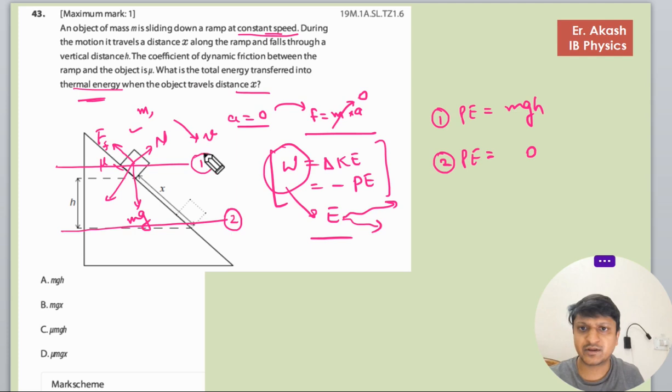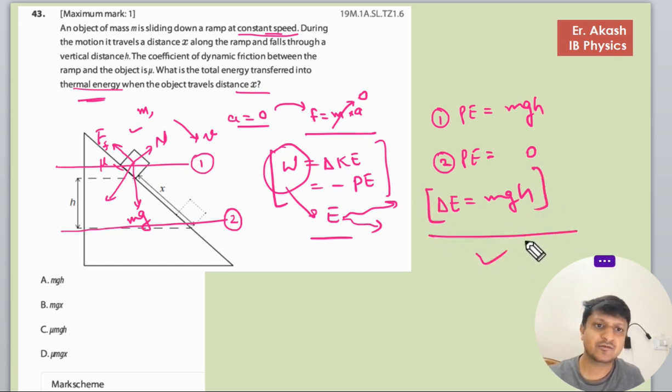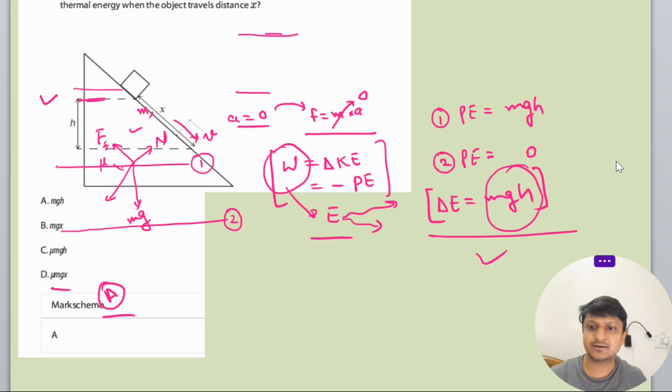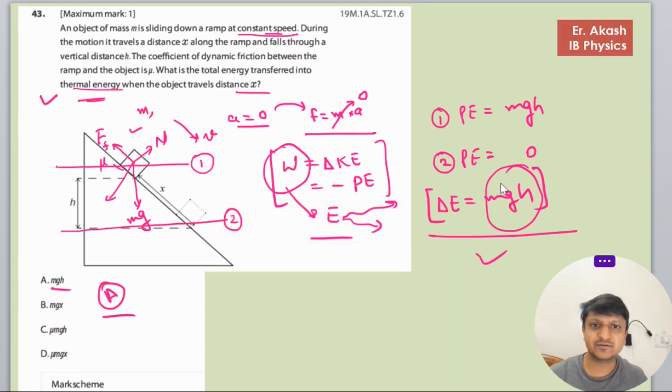The kinetic energy is the same, half mv squared at both levels, so it doesn't matter whether we write it or not. So the change in energy is mgh. This energy is the energy that has been transferred as thermal energy. Okay, so your answer will be mgh, that is the first option. So A is the right answer.